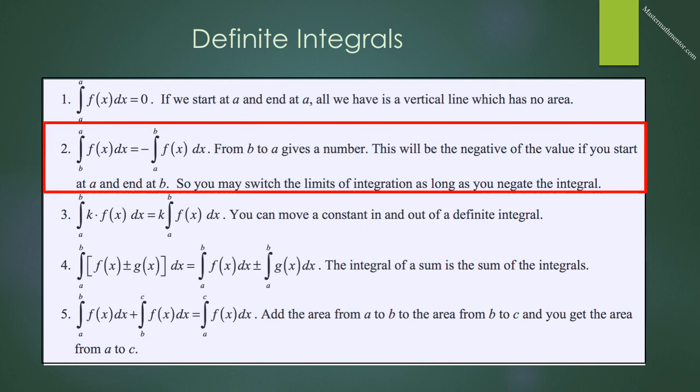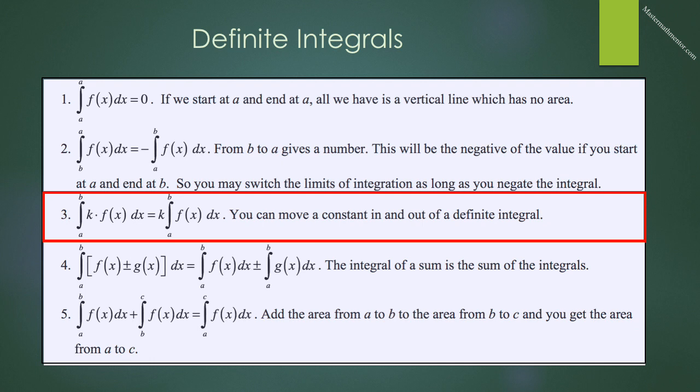Number 2 states that the integral from b to a of f of x dx is equal to negative the integral from a to b of f of x dx. When we integrate from b to a, we get some value, a number. This will be the negative of the value if you start at a and end at b. So you may switch the limits of integration as long as you negate the integral. That is true for any integration problem.